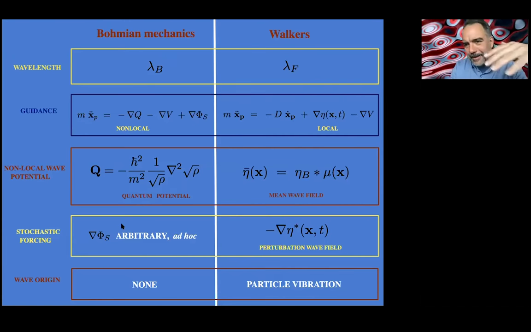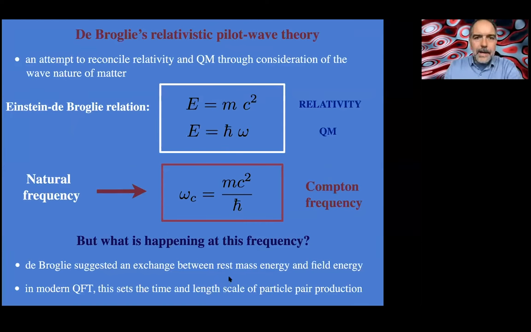So we can see the way around the difficulties in Bohmian mechanics by assuming that they're really describing a mean dynamics, okay? But what's missing for me, its biggest shortcoming in Bohmian mechanics, is the fact that there's no equation describing how the wave is generated, right? So there is no mechanism for wave generation, whereas in ours, of course, we have it from the bouncing drop. Okay? So we have de Broglie's.